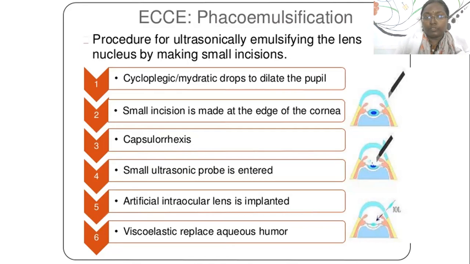In phacoemulsification, the incision is very small, around 4 mm. In SICS, the incision is around 5 to 6 mm, and in ECCE it is large, that is 7 to 8 mm. In phacoemulsification, the nucleus is trenched using an ultrasonic probe, and the lens used is foldable. In SICS, it is a rigid lens made of PMMA material.